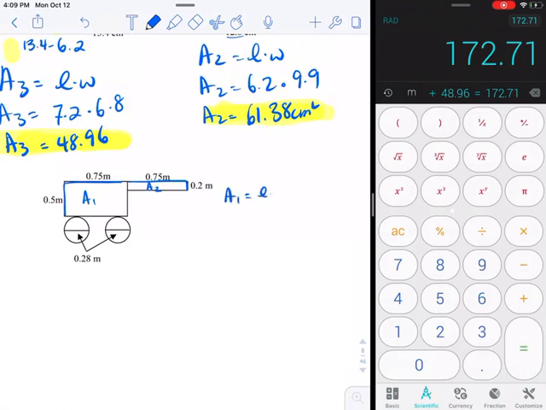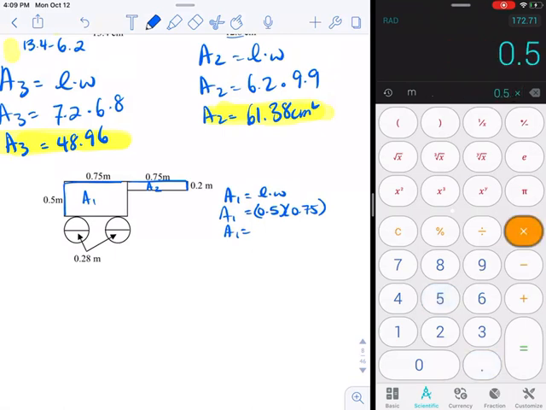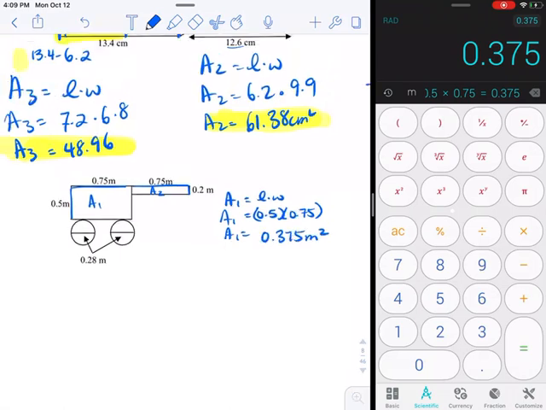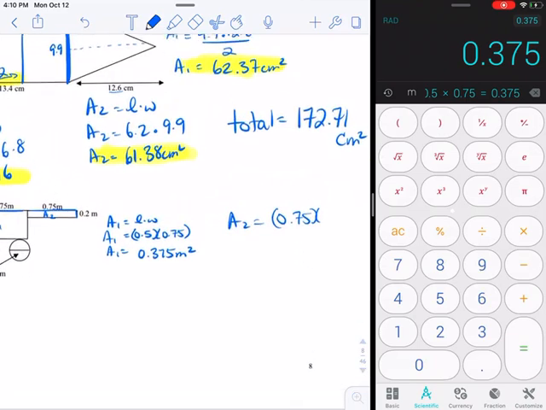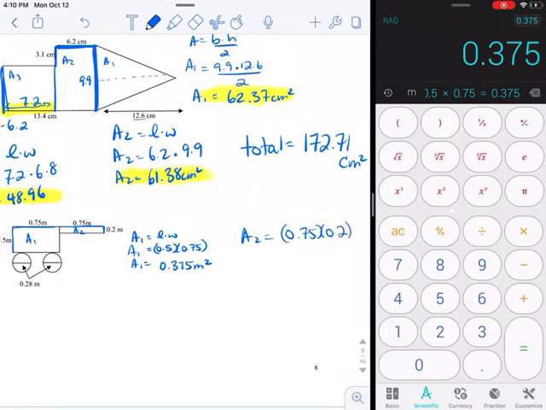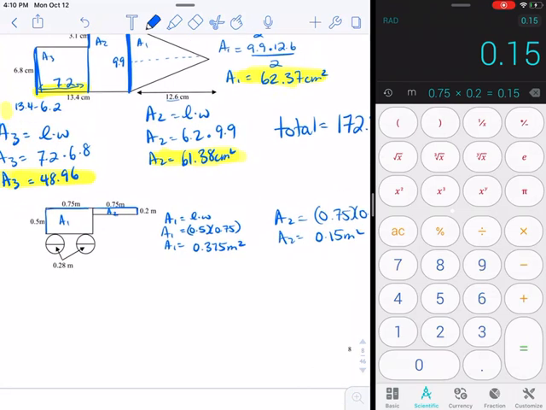So area 1 is length times width, so 0.5 times 0.75. 0.5 times 0.75, and you get 0.375 meters squared. Area 2 is 0.75 times 0.2 multiplied by 0.2, so 0.75 times 0.2, 0.15 meters squared.